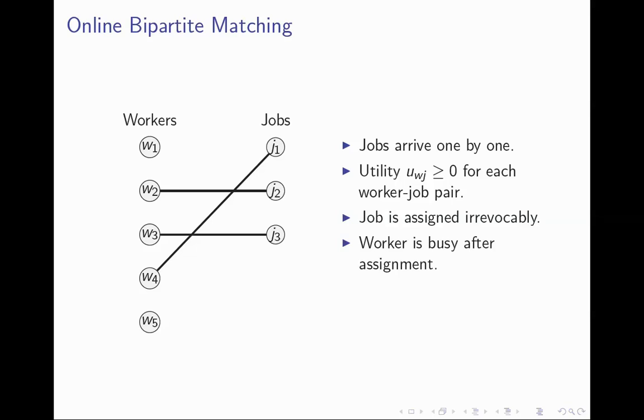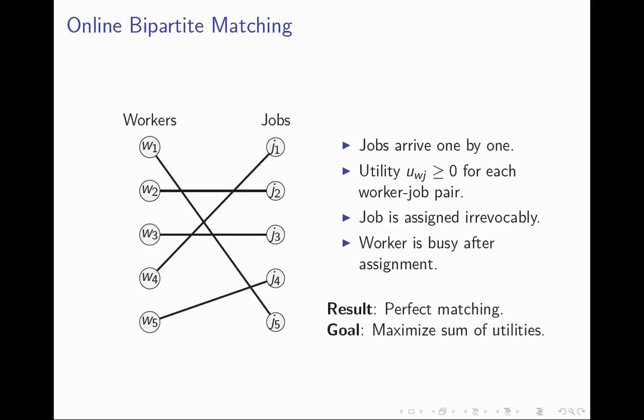After we've done this assignment n times for n workers, all of the workers are busy, and the result is a perfect matching between jobs and workers. Our goal is to develop an algorithm for assigning jobs to workers that maximizes the sum of the utilities of all of the assignments. Thus, we have the maximum online perfect bipartite matching problem.